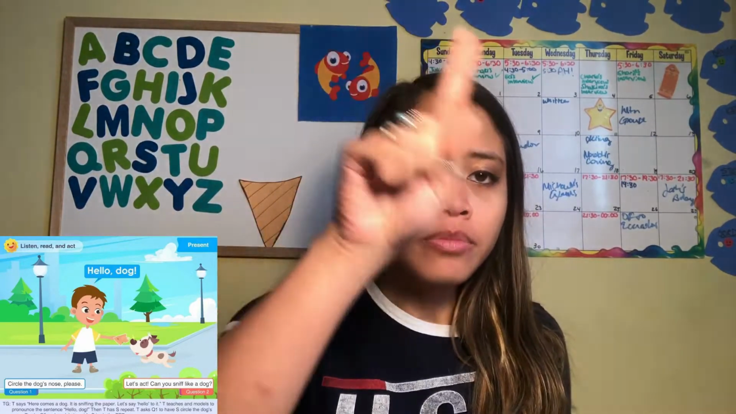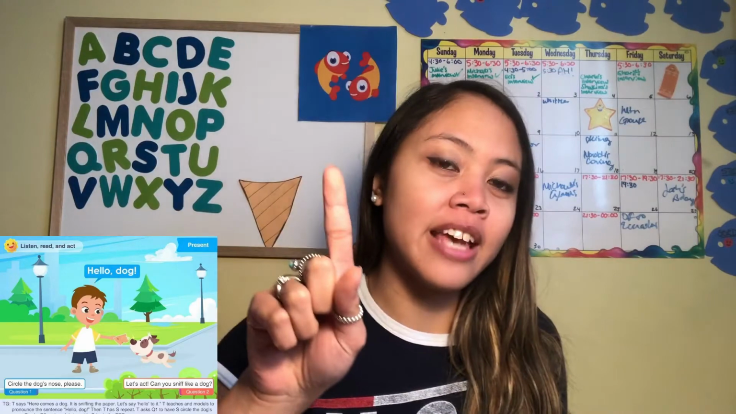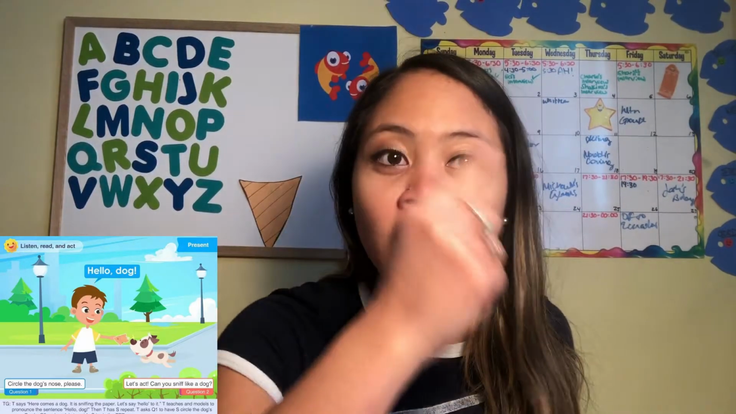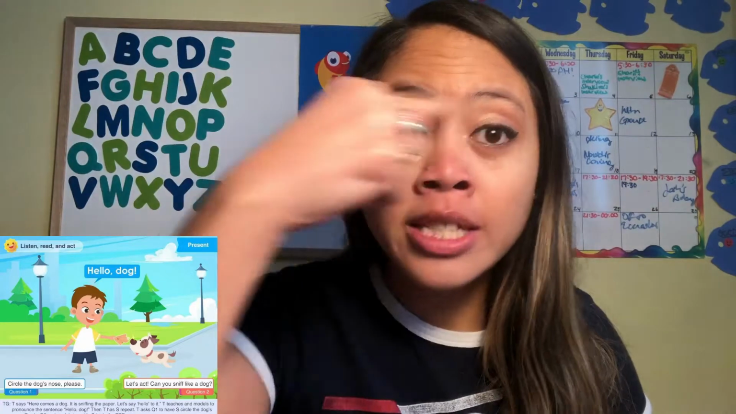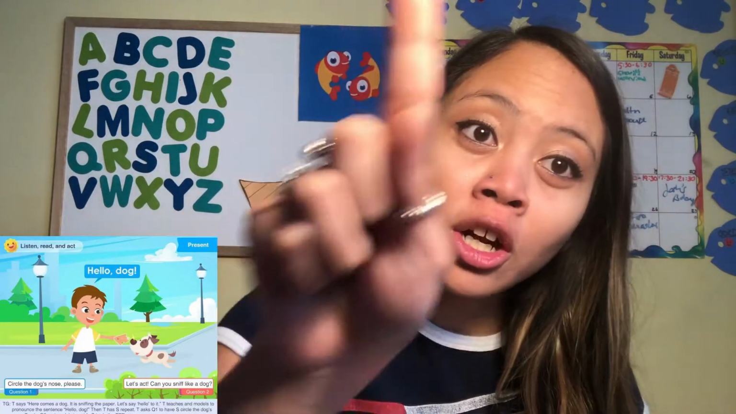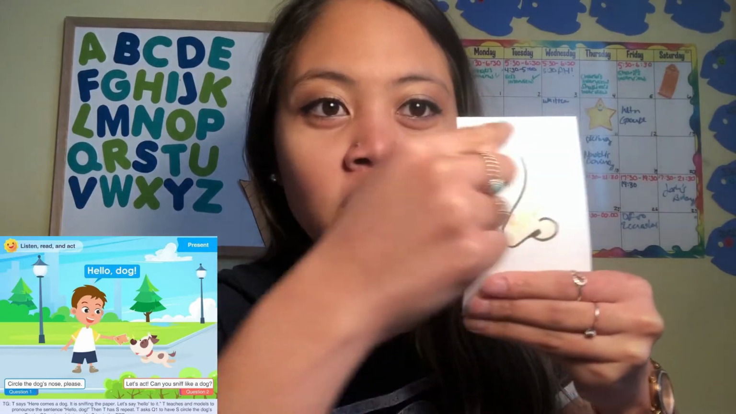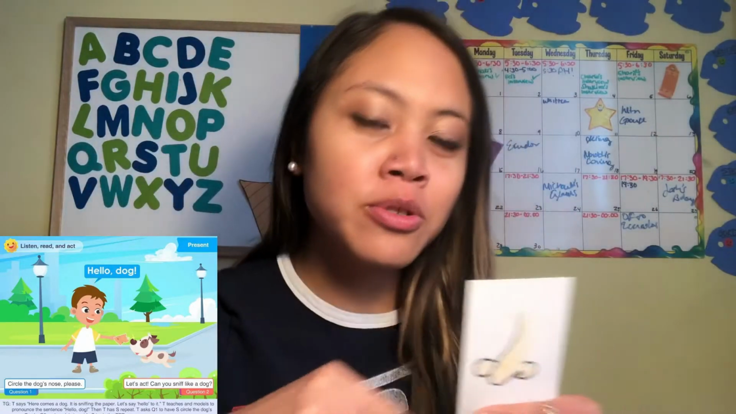And then question 1 says, circle the dog's nose. So just get out your finger and say, can you circle the dog's nose? And you'll be a dog, so you have a dog's nose. Circle the dog's nose. They still don't get it. Say, circle, circle the dog's nose. And they usually get it after that. If not, just do it and then get them to do it.